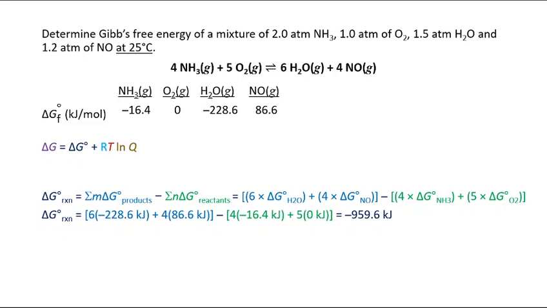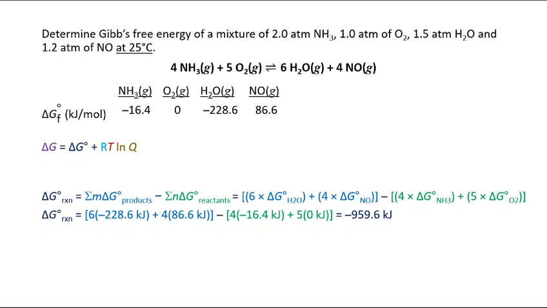And then again, plugging them in, you have your negative 228.6 as the standard delta G of formation of your water. The 86.6 is the standard free energy of formation of the NO. And then negative 16.4 is the standard free energy of formation of the NH3. And 0 is still there for your standard free energy of formation of your O2.